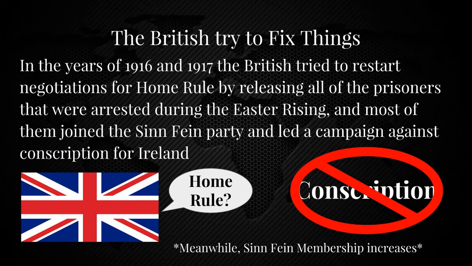In an effort to restart negotiations for Irish Home Rule, in 1916 and 1917, the British released all of the prisoners from the Easter Rising, but this also would hurt them, because most of the prisoners joined the Sinn Féin party with their anger at their British jailers, and they also led a very popular and strong campaign against conscription for Ireland.